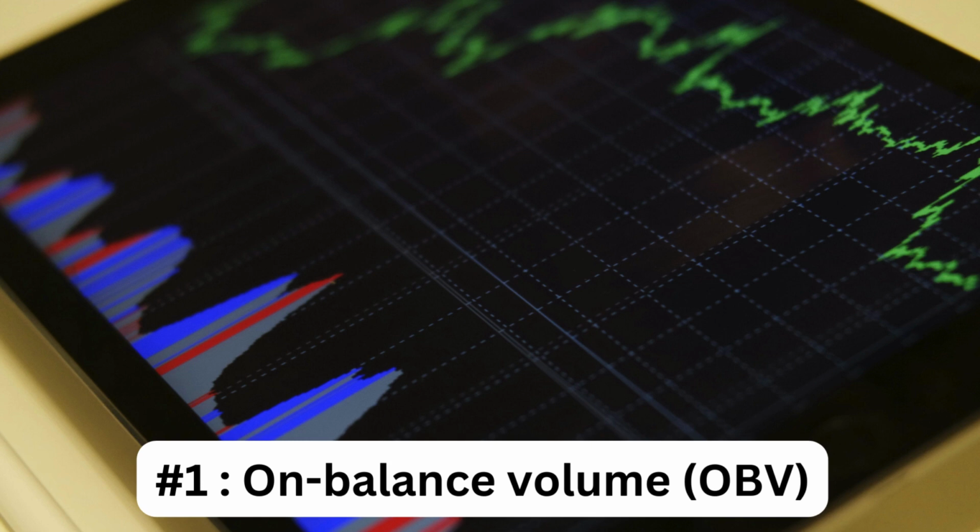When OBV rises, it shows that buyers will step in and push the price higher. When OBV falls, the selling volume outpaces the buying volume, which indicates lower prices. In this way, it acts like a trend confirmation tool. If price and OBV are rising, that helps indicate a continuation of the trend.